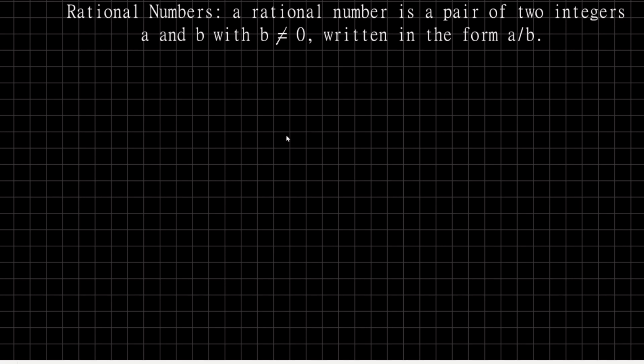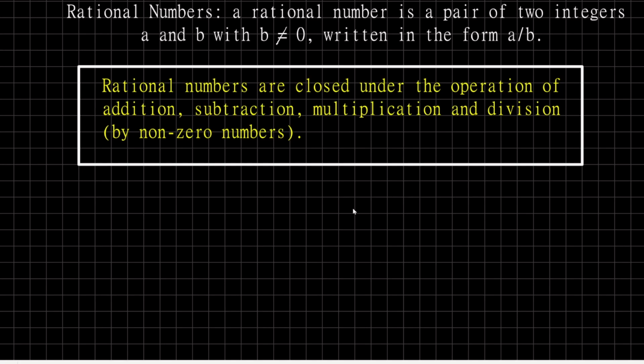Now what can we say about rational numbers? Rational numbers are closed under the operations of addition, subtraction, multiplication and division by non-zero numbers. So in the next video we will see the simplest form of rational numbers, how to find rational numbers between any two given rational numbers, and we will also see rational numbers on the number line.